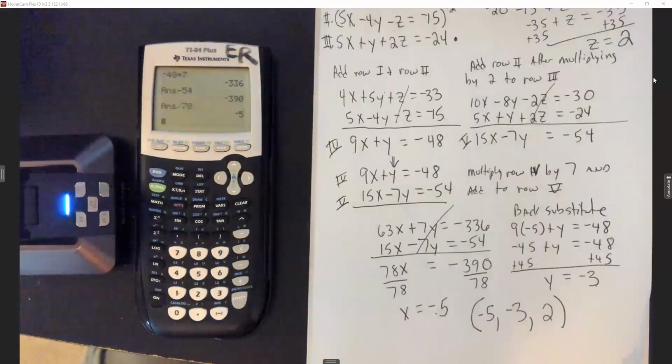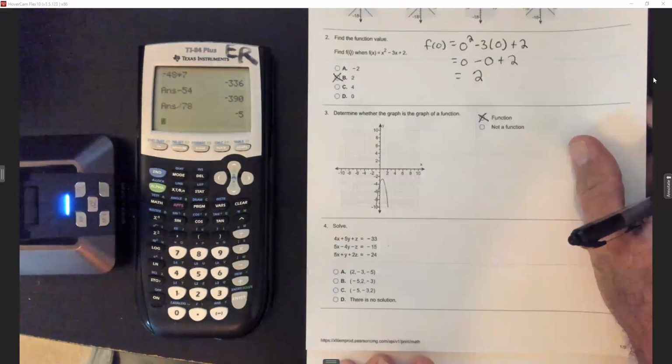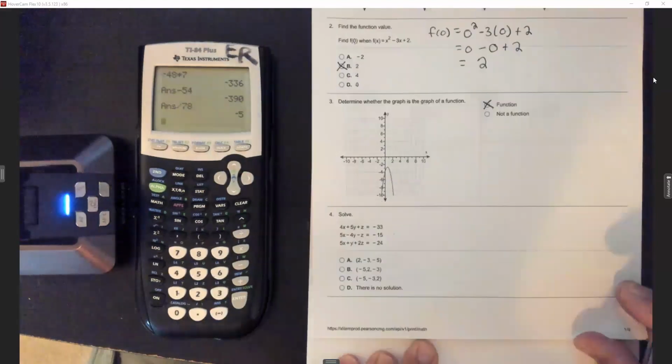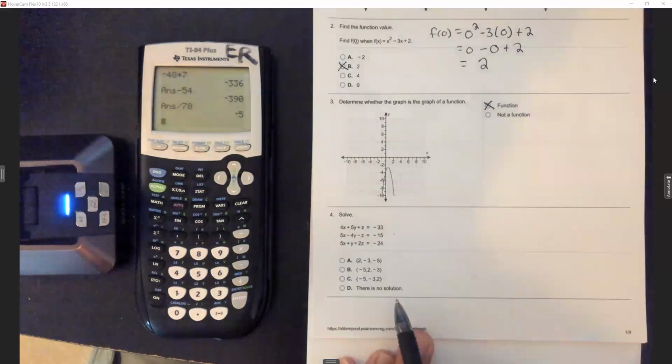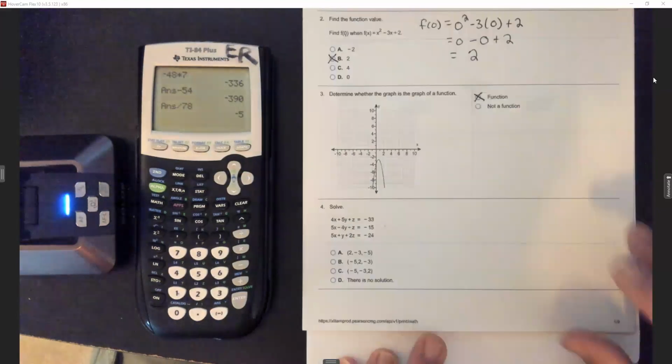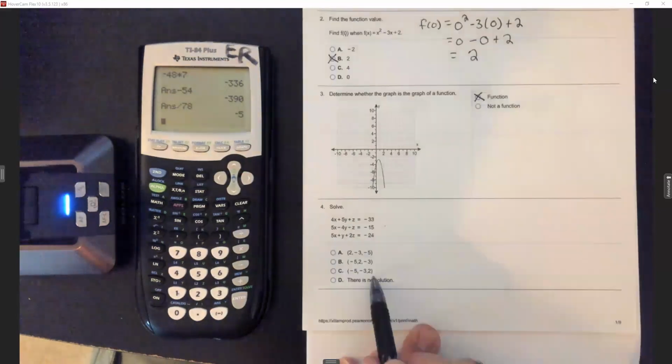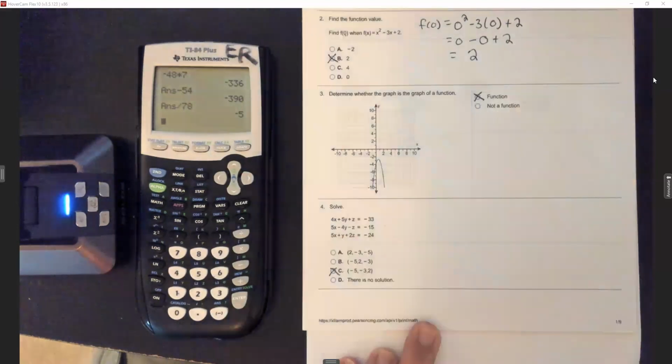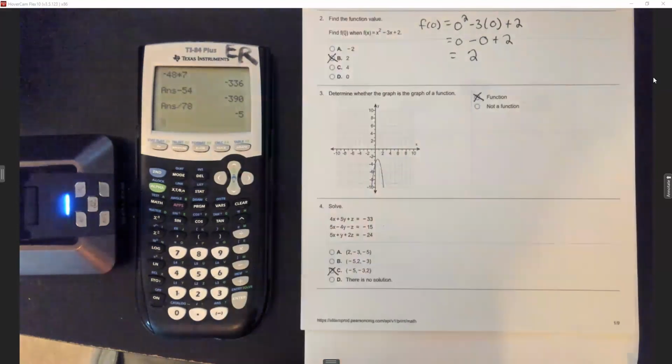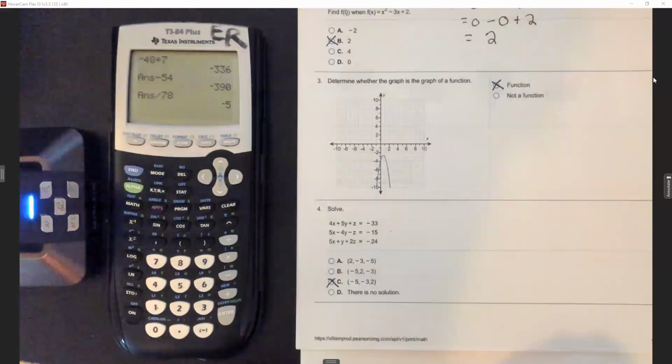So on your test, you would want, what did I just say? -5, -3. I had -5, -3, and 2, which would have been C on that one, okay? But y'all, if you don't like doing that, watch what I'm about to do on this calculator.